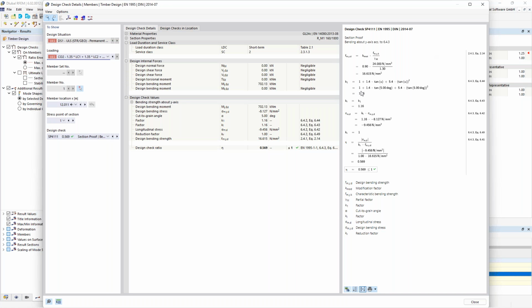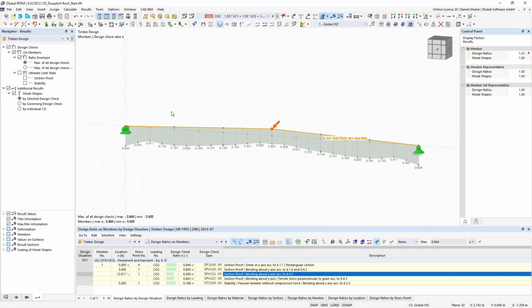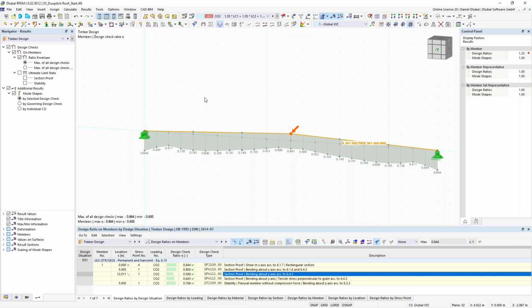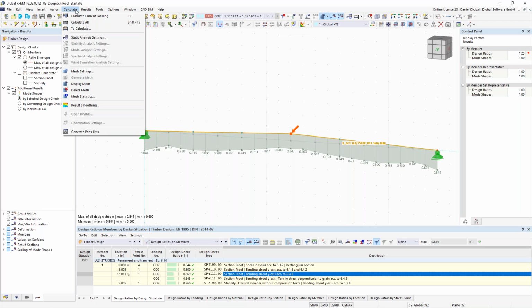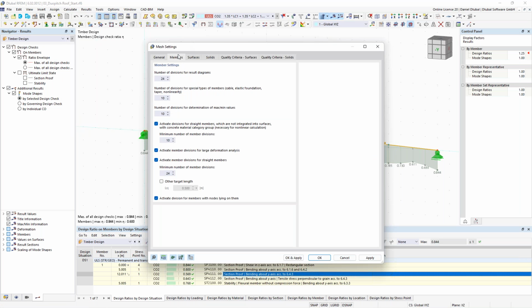Okay, when you do timber design, it can happen that you want to know the location of the maximum bending stresses. Therefore, it's important to consider a good member division of the internal FE nodes. Where can you do that? You can go here to calculate mesh settings, and here you see the members. I have increased it to 24 here and also here.